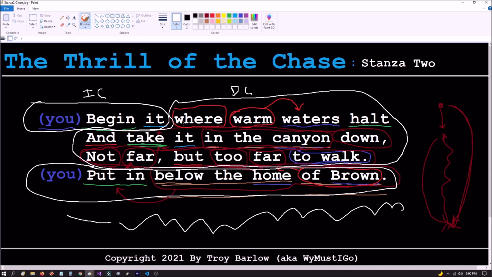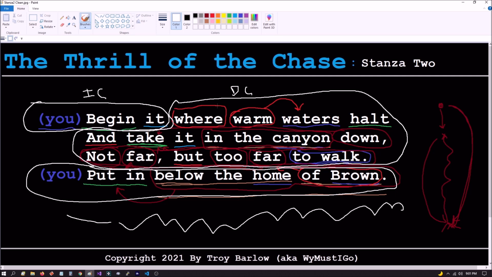So a perfect scenario here would be a basin, for example, because the warm waters are halting in a basin. Now, a lot of people like Yellowstone, so let's say it's a geyser basin, okay? So the warm waters are halting in that basin. And the important thing is it's forming something there, a pipe, a river, a creek, something that is taking it in the canyon down, not far, but too far to walk. He's not even telling you where that vessel, let's call it, is or what it is yet. And I'm going to get to that when we get to the next stanza.